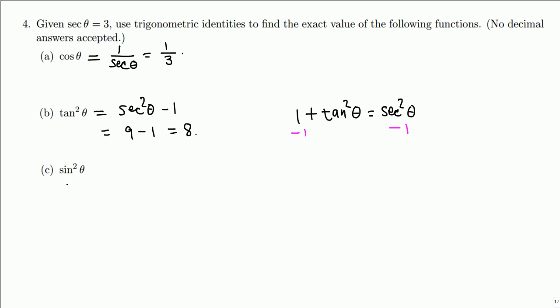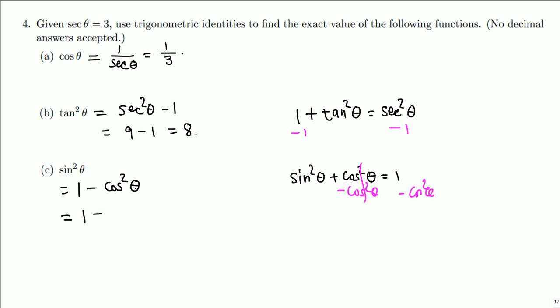Not a direct relationship, but we know sine squared plus cosine squared is 1, and we have the value of cosine. Cosine is just the reciprocal of secant, so 1 over 3. So sine squared is equal to, if we subtract cosine squared from both sides, then we get sine squared theta, that's 1 minus cosine squared. So sine squared is 1 minus cosine squared theta, which is 1 minus, this is cosine theta squared.